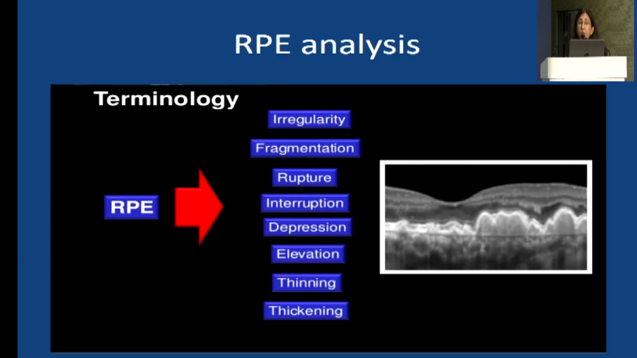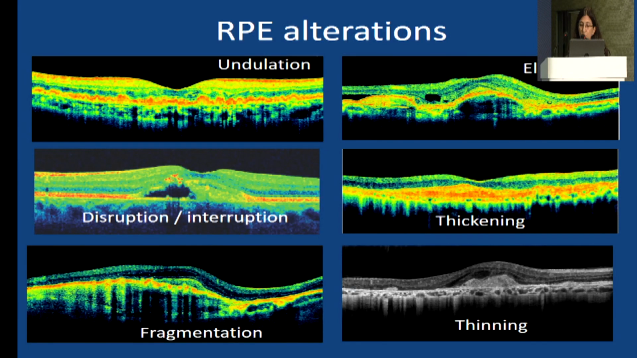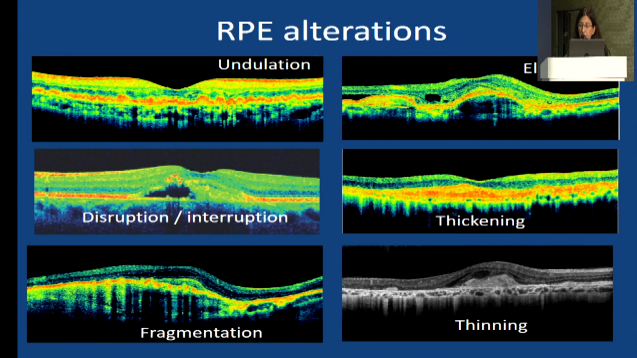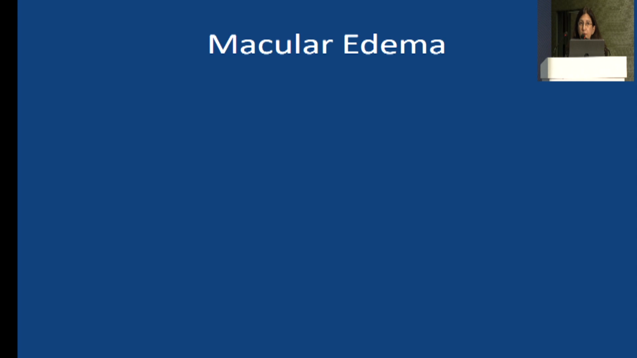Now the RPE layer is very important because in many cases that's the layer which is actually going to tell you the possible diagnosis. So I'm again emphasizing the terms that you're going to use to describe the changes. These are some of the changes: you may see undulation, elevation, thickening, fragmentation. So this is what you're going to see. Okay, so just a brief example.